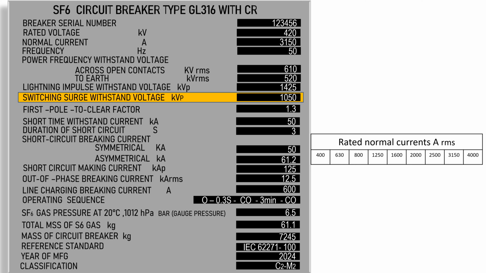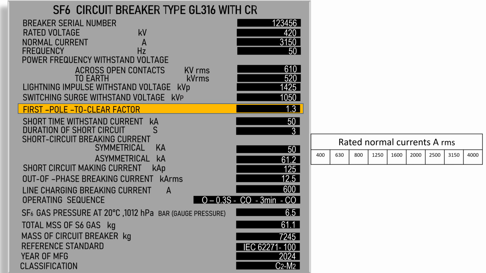Next, switching surge withstand voltage in kV peak. The circuit breaker connected in a power system is often subjected to impulse overvoltage due to switching surge. Switching surges generally occur above the 245 kV voltage level, due to energization of long lines or switching of high capacity transformers. This capability is also tested by the manufacturers.